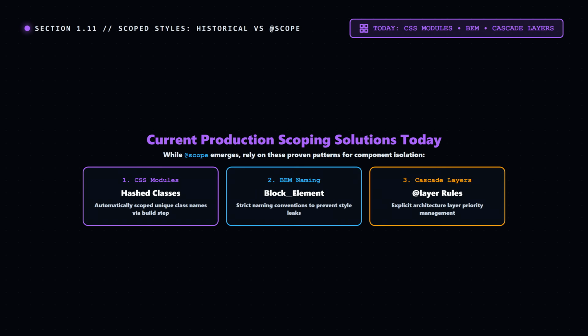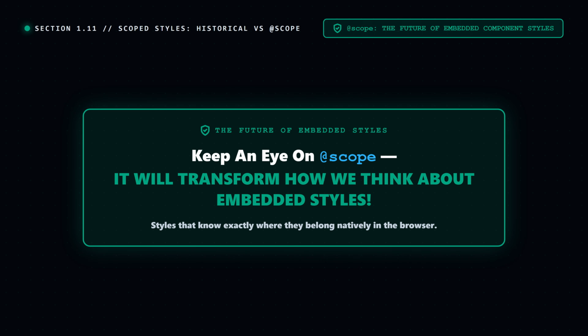For now, remember that the old scoped attribute is dead and should never be used. If you need scoping today, you rely on naming conventions, CSS modules, or the Cascade itself. But keep an eye on the @scope rule. It will change how we think about embedded styles.